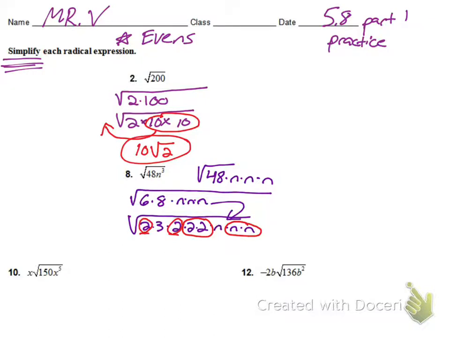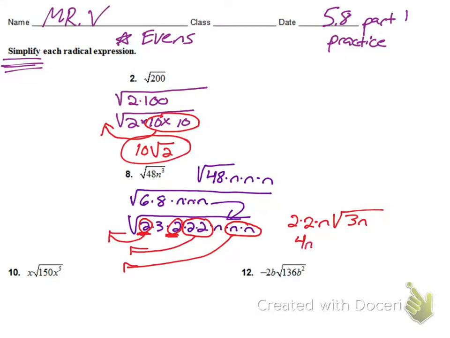Okay, so I just bring those pairs out and they just count as 1. So this pair of 2's is going to come out. So that's this one and this one. Then this pair of 2's is going to come out. And then this n is going to come out. So that would be like 2 times 2 times n on the outside. And then what's left on the inside is a 3 and an n. And then you can simplify this by just doing 2 times 2 on the outside, which would be 4n. And then what's left underneath is the radical 3n. And that's it.